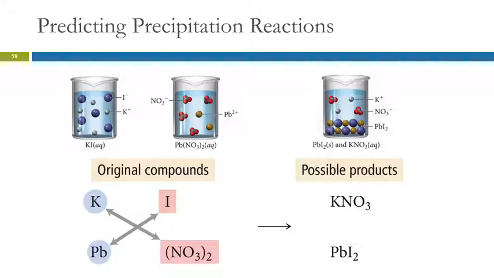Potassium and iodide. They are a soluble compound. They're like, yeah, we like each other enough to be a solid. When we're by ourselves, we just stick us in some water, we'll go our ways and just mingle with everybody else. And then we've got lead and we've got nitrate.